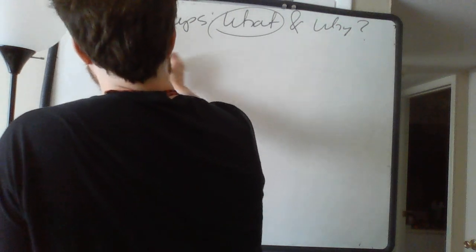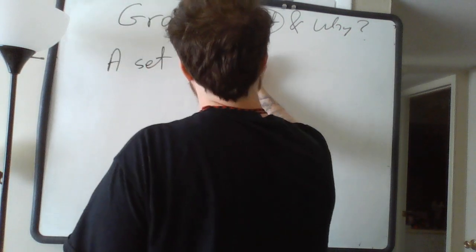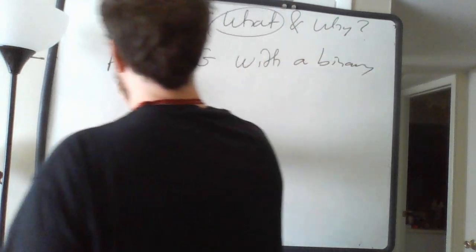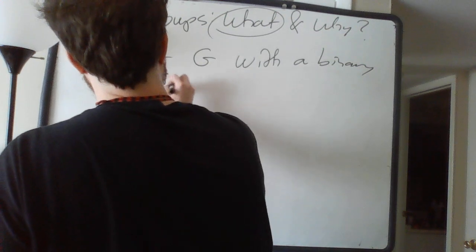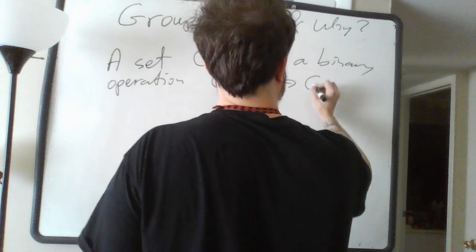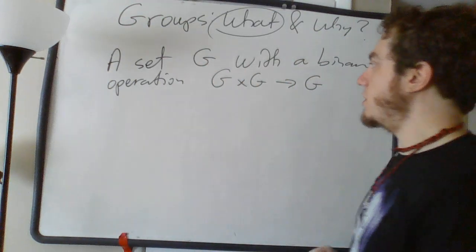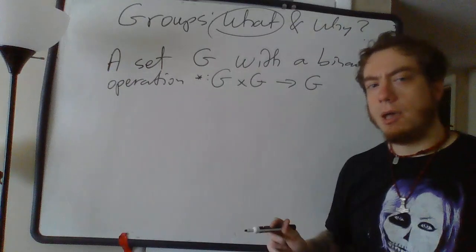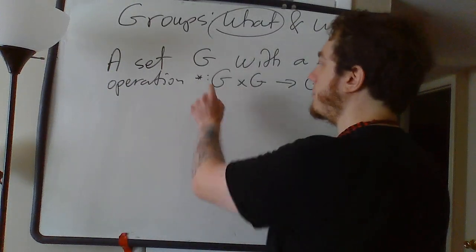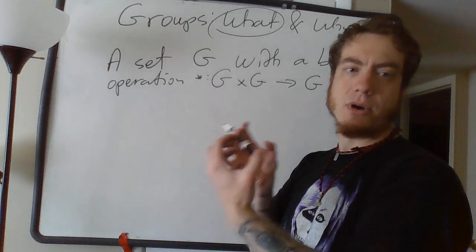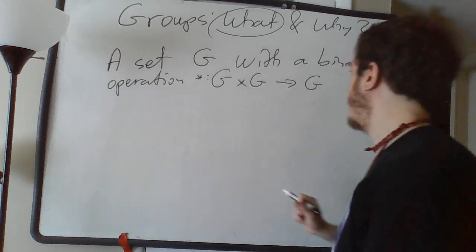Well, a group is a set G with a binary operation taking G cross G to itself, and we usually write this operation with a star or a dot or something, but in practice you usually drop the operation and you just write elements next to each other, and it's implied that the operation is done to the pairs of elements that are next to each other.